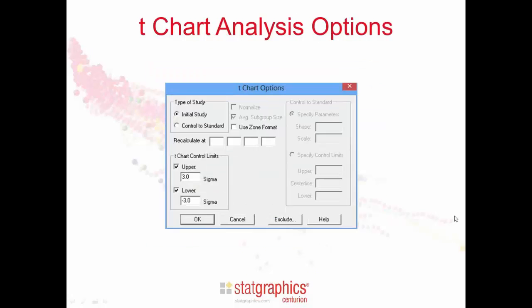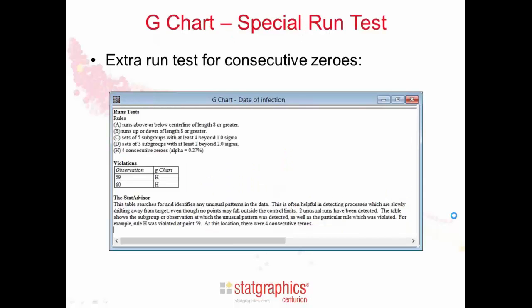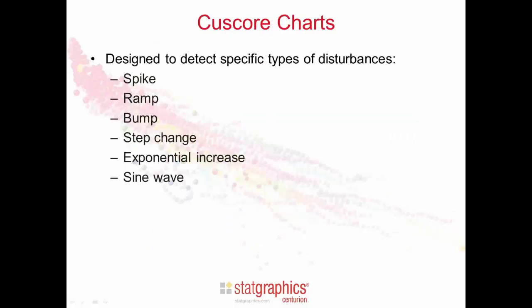Okay. Those were the T-charts and the G-chart. One more quick chart to show you that I think you might find useful is something called a Cuscore chart. Now, don't confuse this with a CUSUM chart. This is different, although it will contain a cumulative sum. A Cuscore chart is a chart that George Box and some of his colleagues developed, which is designed to detect a specific type of disturbance.